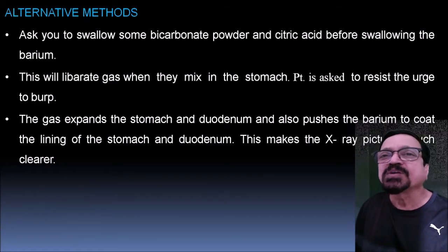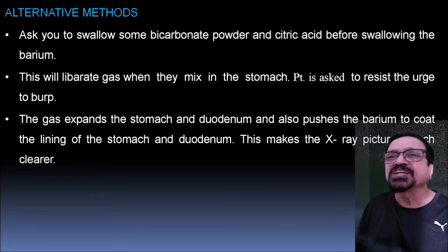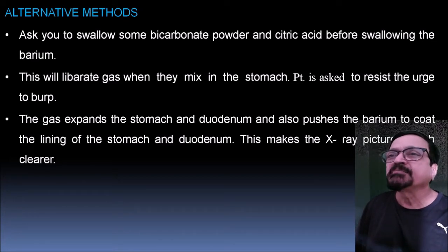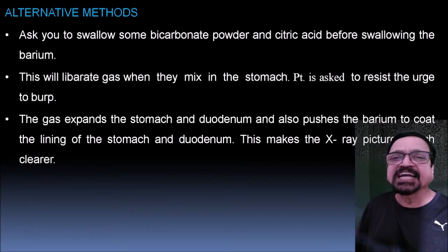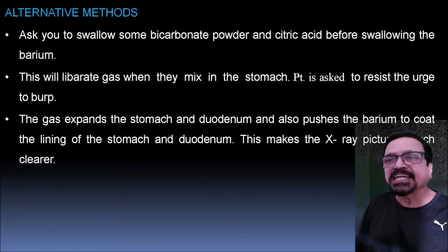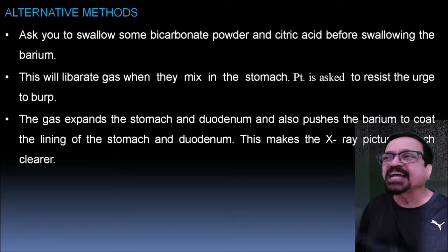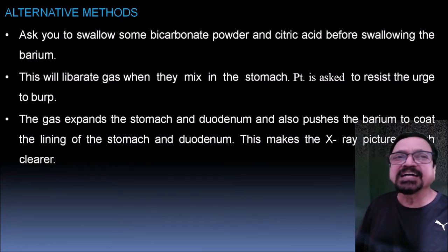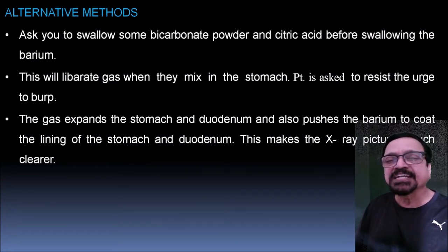Now what are the alternative methods? We may ask the patient to swallow bicarbonate powder and citric acid. That is extremely commonly available in the market. Sometimes citric acid is not there also. We can use the sodium bicarbonate powder, which is commercially available in small sachets, and we can ask the patient to drink it along with some barium. And if it is available, then the sachet is provided in the barium jar itself, which contains in different packets soda bicarb and citric acid.